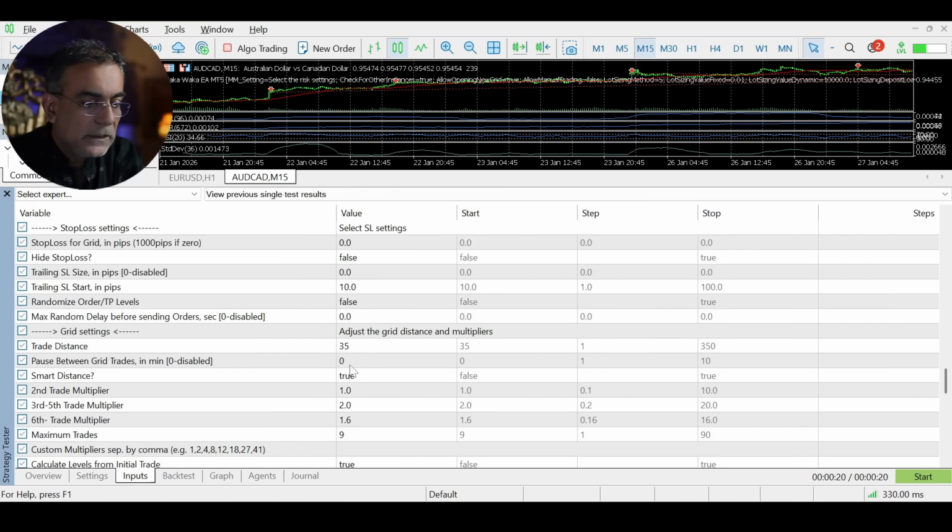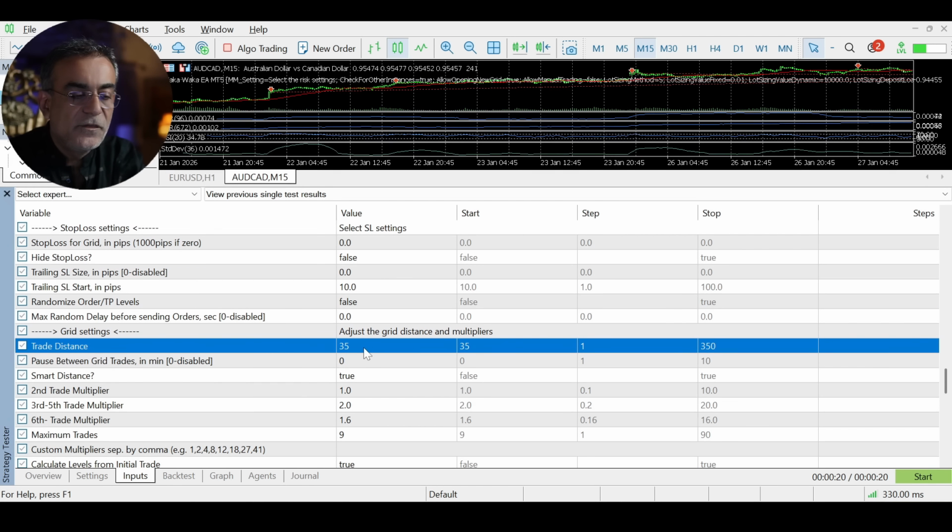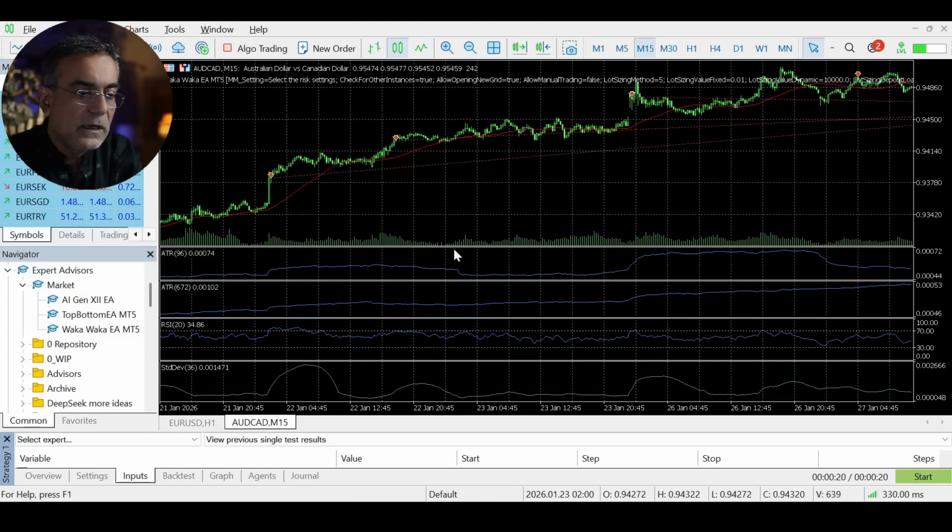So it's easier to get the standard deviation and then calculate the Bollinger Band, because then you are able to internally calculate it on every tick. Now the other thing I noticed is that the trade distance is 35, which basically means that once you have opened the trade based on RSI, the next trade is going to be 35 pips, and then the next grid trade is going to be 35, and then 35, and so on and so forth.